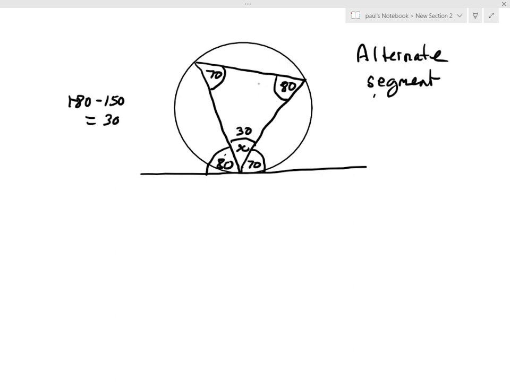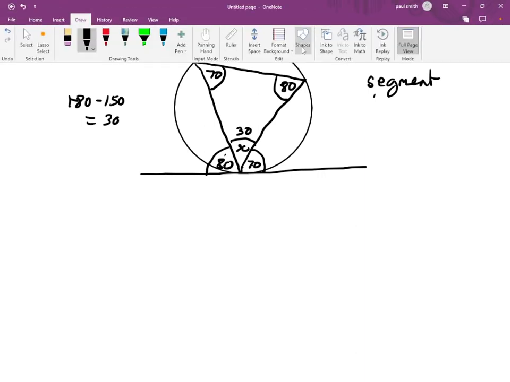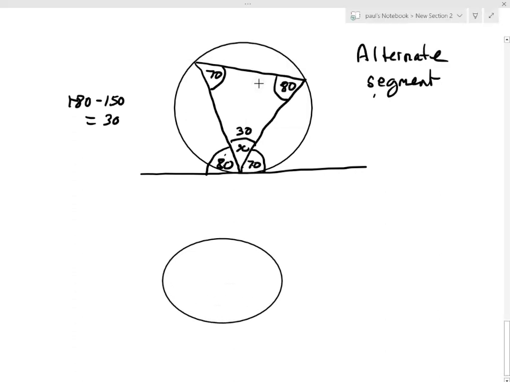Now we could do this the other way with a straight line. These add up to 180 as well. 80, 70, and x. So there's another 150. Take that away from 180, and that would mean that that is also 30 degrees. So that is the alternate segment.